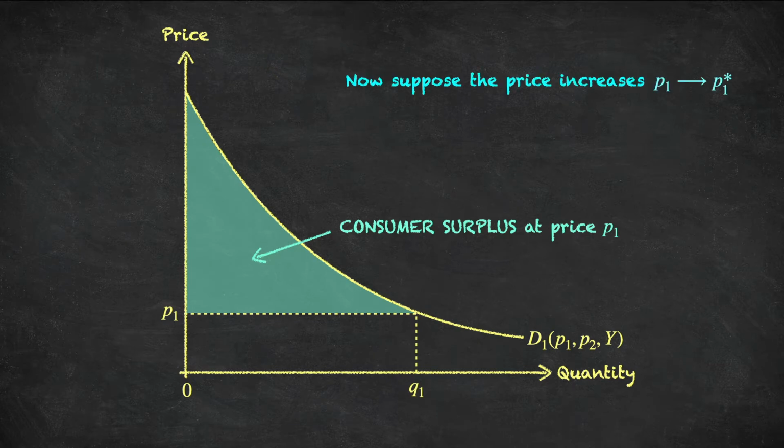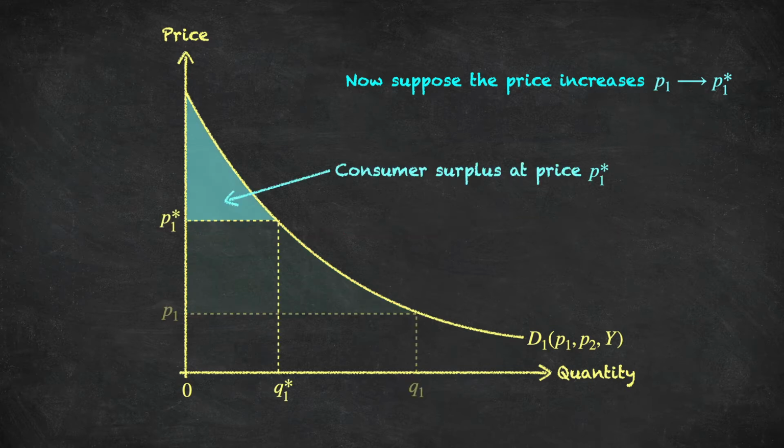Now let's suppose the price increases from P1 to P1 star. What happens to the consumer surplus in this case? Well, we can see here that it shrinks. The consumer surplus at price P1 star is the area below the demand curve, but above P1 star. Okay, so consumer surplus has shrunk.